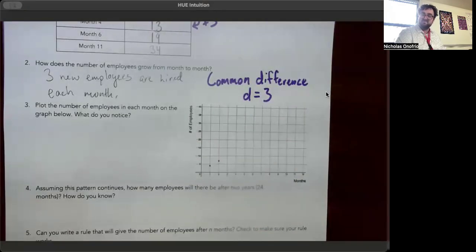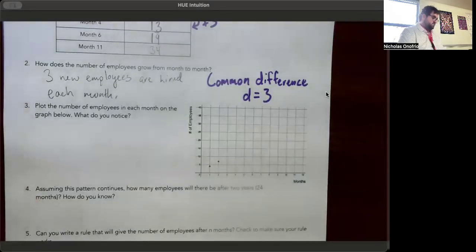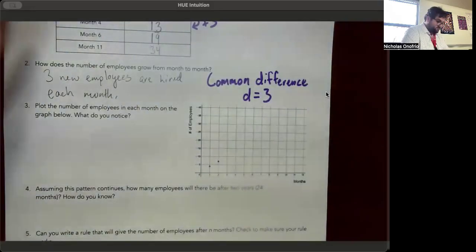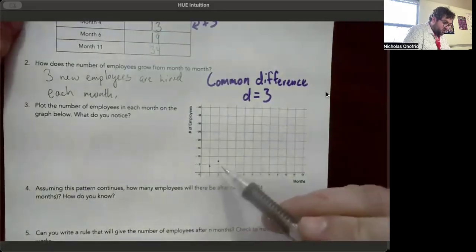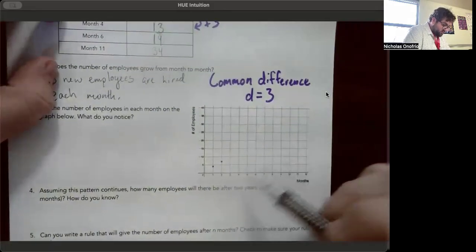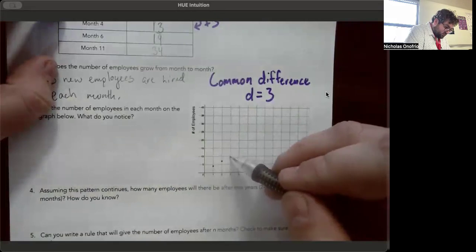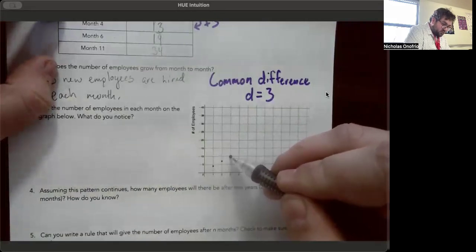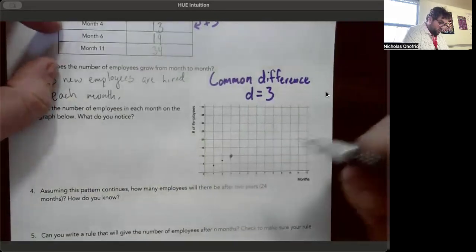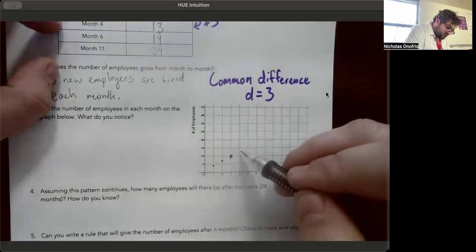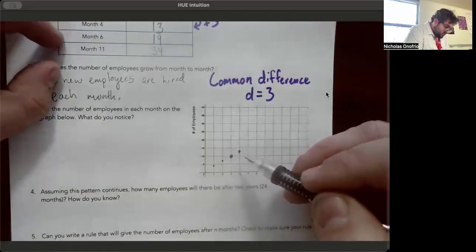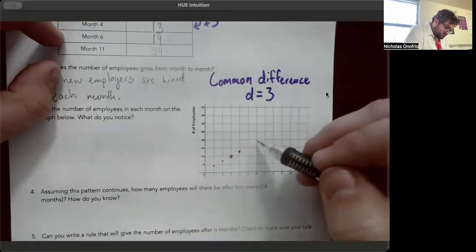All right. Hopefully we're back. Let's go ahead and talk them through together. So problem 3 asks us to plot the number of employees in each month on the graph below, and then it asks us what we notice. So they already did month 1 and month 2 for us. In month 3, we have 10 employees. We can put a dot there. Month 4, we have 13. There's not an exact spot, but we can get it close. Month 6, 19.